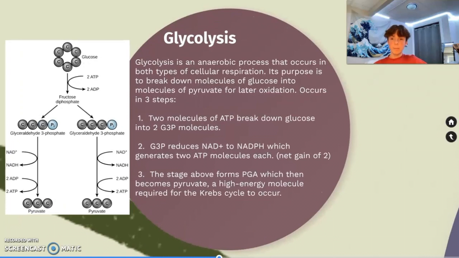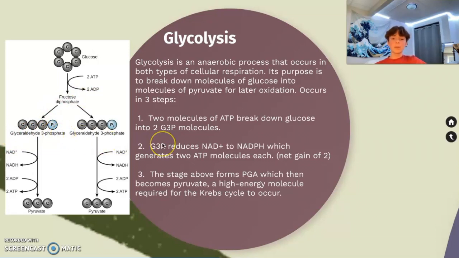Now, our first step of cellular respiration is actually glycolysis. Glycolysis is an anaerobic process, and it occurs in both types of cellular respiration, aerobic and anaerobic. Its purpose is to break down molecules of glucose into molecules of pyruvate for later oxidation, and it occurs in 3 steps. In our first step, 2 molecules of ATP break down glucose into G3P molecules. As you can see, glucose is a 6-carbon chain broken down using 2 ATP into glyceraldehyde 3-phosphate, or G3P.